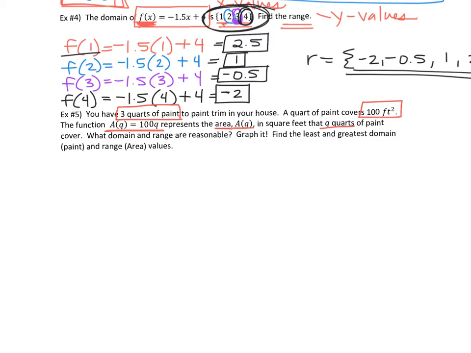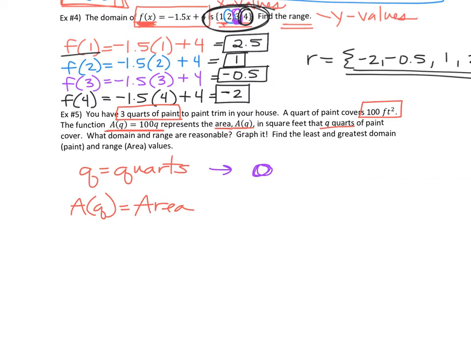Okay, now this one's a little tricky. You have to figure out what makes sense here. So we are talking Q and A of Q. Q they said was our quarts of paint. A of Q is our area. Okay. What's the least amount of paint you could use to paint the trim? None. You could use none, right? I just didn't feel like painting today. So your quarts could go as low as 0.